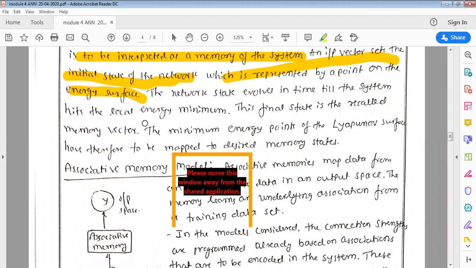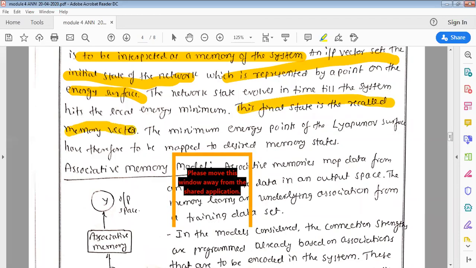So I have released the ball at a place such that energy is maximum. Now my network keeps modifying such that at one point of time it reaches the local minimum. I'm stressing the words local minimum because it may not be the global minimum, and I don't need the global minimum also, because there are many minimums. Each minimum is a memory. This final state is recalled as a memory vector.